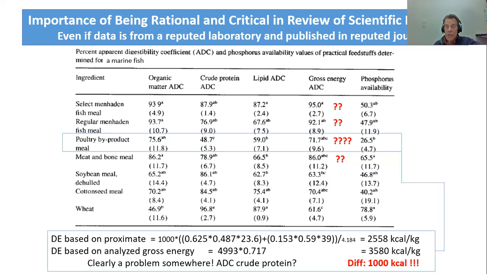When we compute the digestible energy content of this feed ingredient on the basis of proximate parameters, right, digestibility of protein times the energy content of protein, the digestibility of lipids times the lipid content times the energy content of lipids, we arrive at a value of 2,500 kcal per kilogram of that feed ingredient. If we use the gross energy digestibility to calculate the digestible energy, we arrive at 3,500 kcal for that ingredient. Over 1,000 kcal difference between these two modes of calculating digestible energy. It doesn't make any sense. There's clearly a problem.